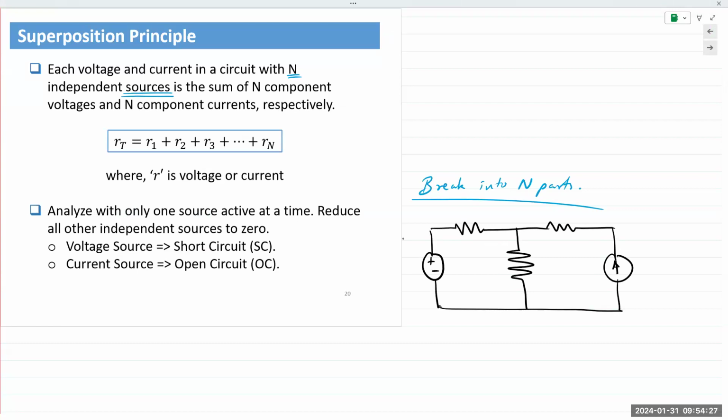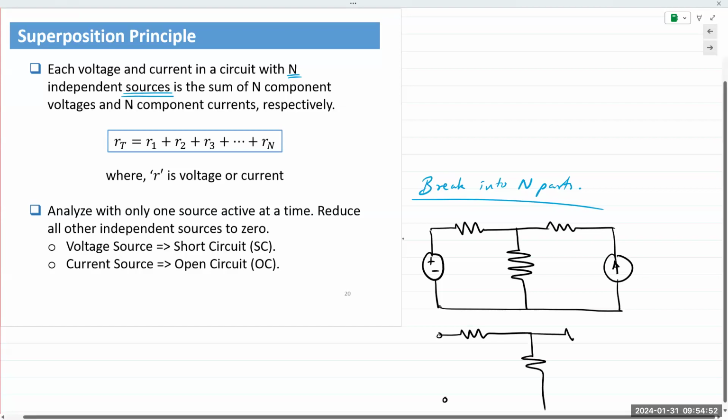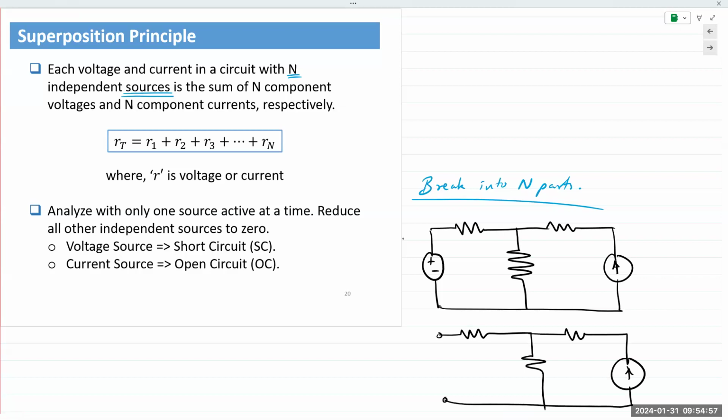What is voltage? Voltage is the difference in electric potential between any 2 points, right? If both points are exactly the same potential, then the difference in potential between these two is 0. So the voltage between these 2 points is 0, right? So for a voltage source to be 0, we replace it with a short circuit.